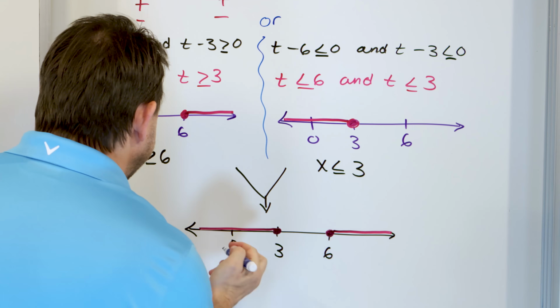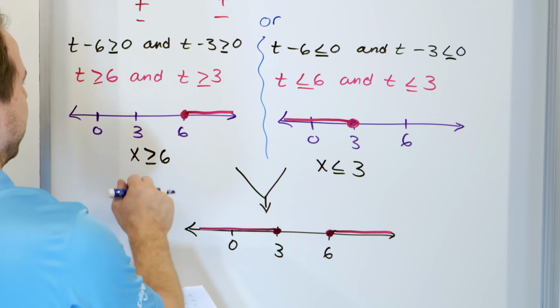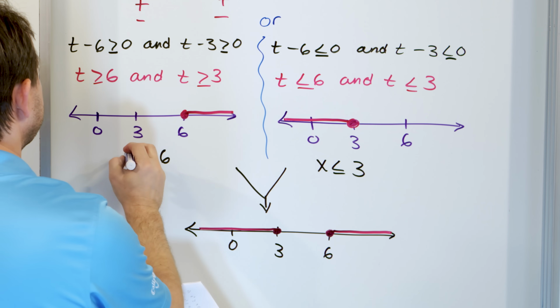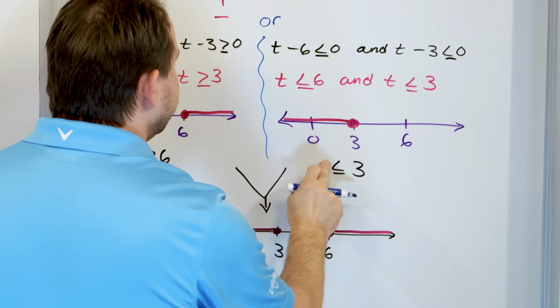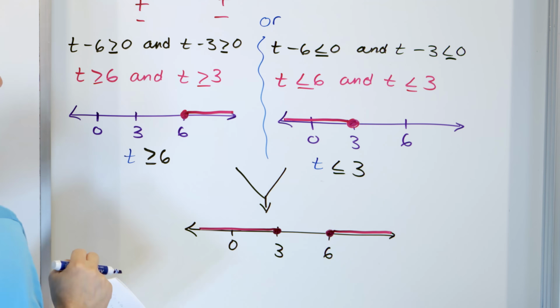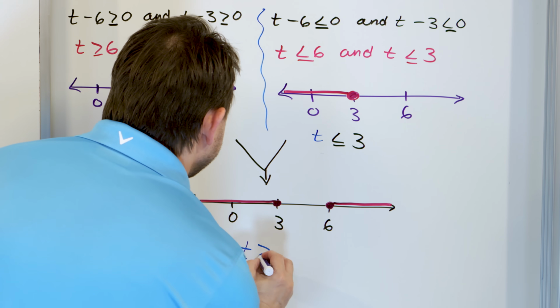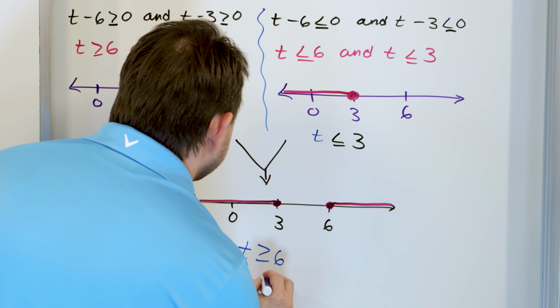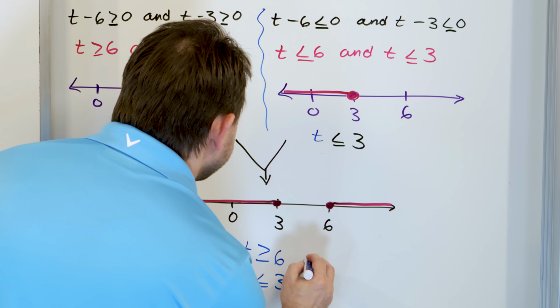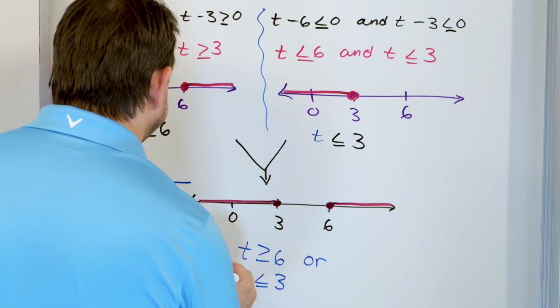You write it down here, and look at this. I put X's everywhere. I'm sorry about that. This should be a T greater than 6, and this should be a T less than or equal to 3. So what you write down is T greater than or equal to 6, T less than or equal to 3. Put it with an or like this.